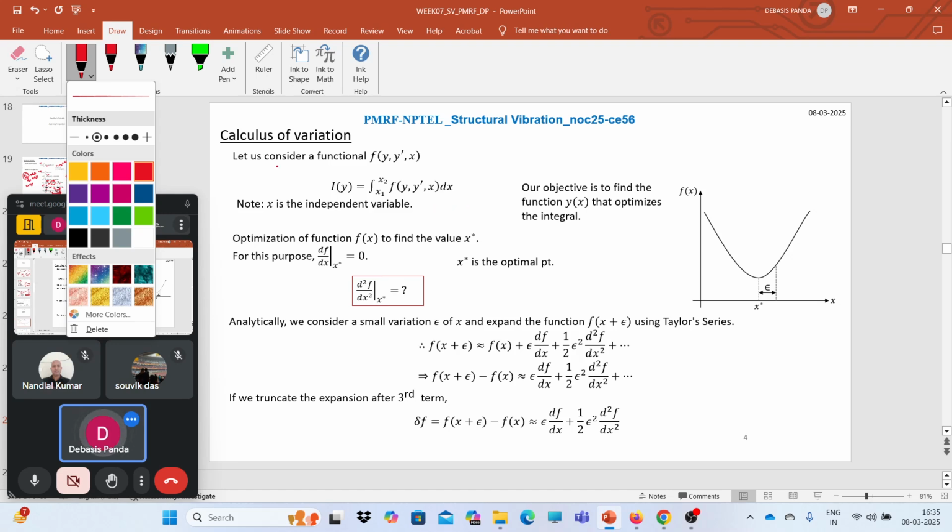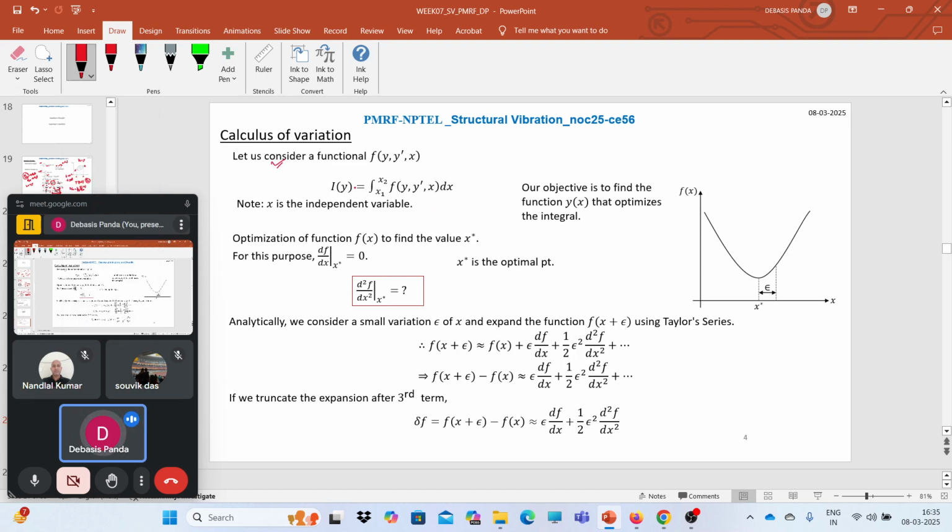Say, for example, let's consider we have a functional. A functional means a function which contains different functions. Like here, f is a functional which is a function of y dot and x. Now for this functional, if I want to write the action integral, say from x1 to x2, it will be the integral of f of y dot and x dx.